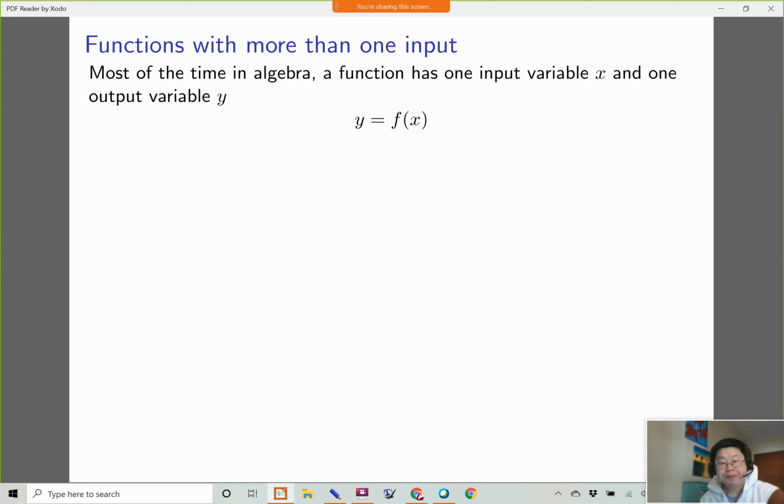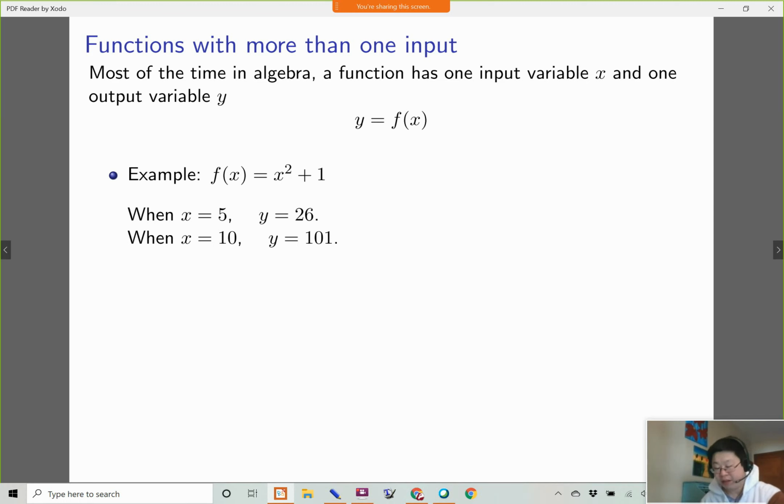So we would do things like, just for a small example, f of x equals x squared plus 1, and when x is equal to 5, you can plug in the input 5, and you could compute 5 squared plus 1, you get 26 as the output, right? So this y equals 26 is the output when x is 5. If you picked a different input, like 10, then you get an output of 101.